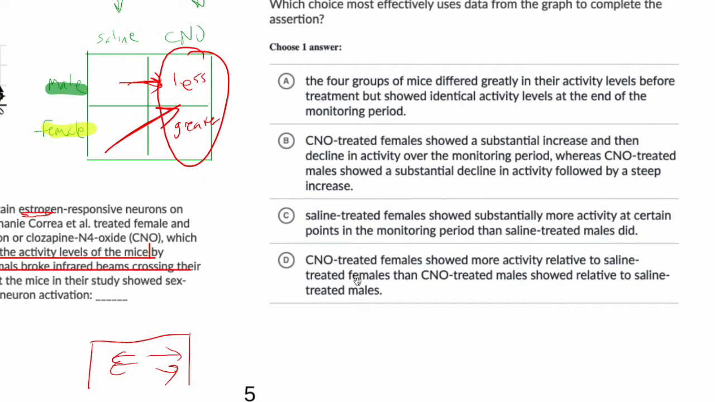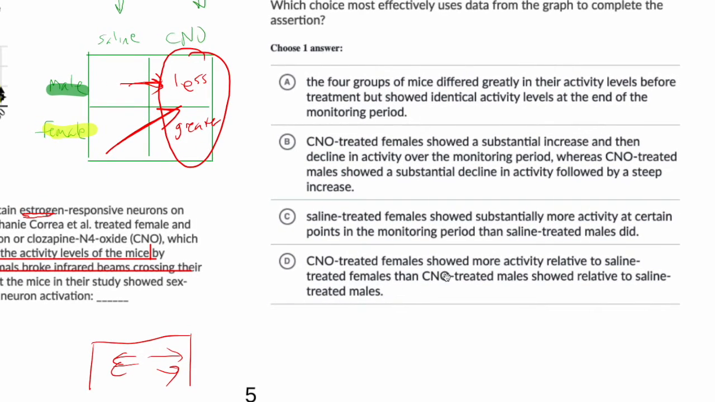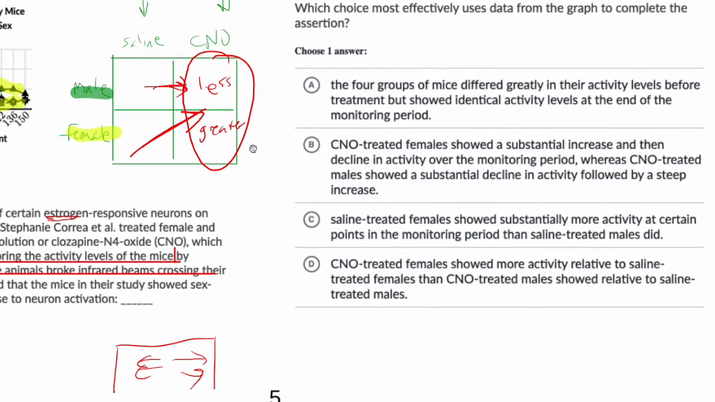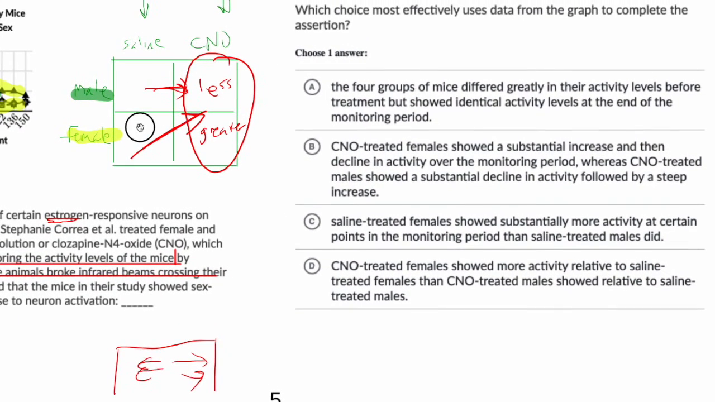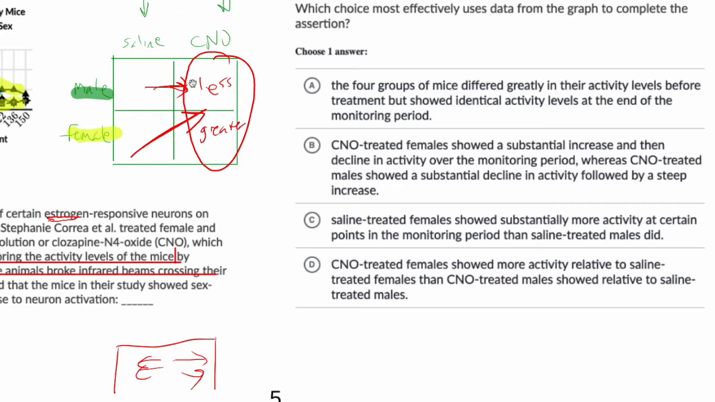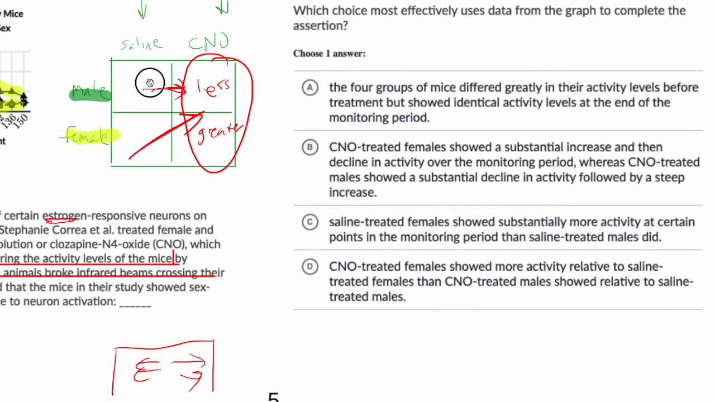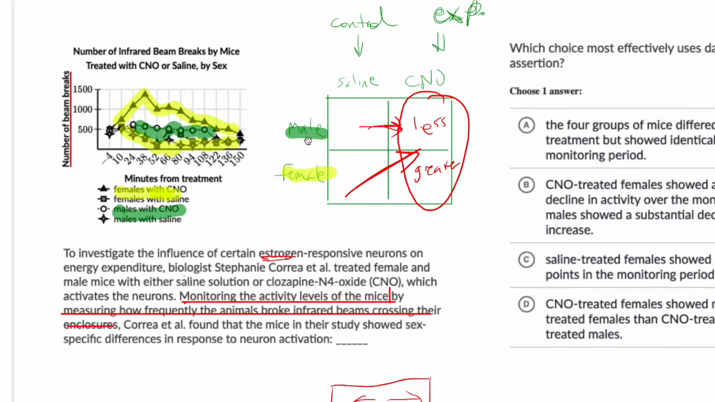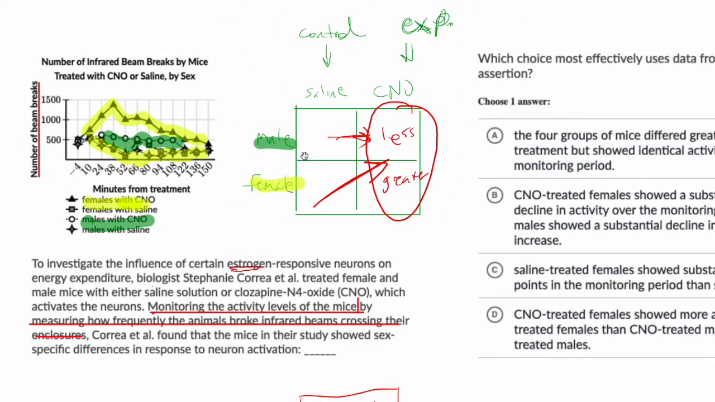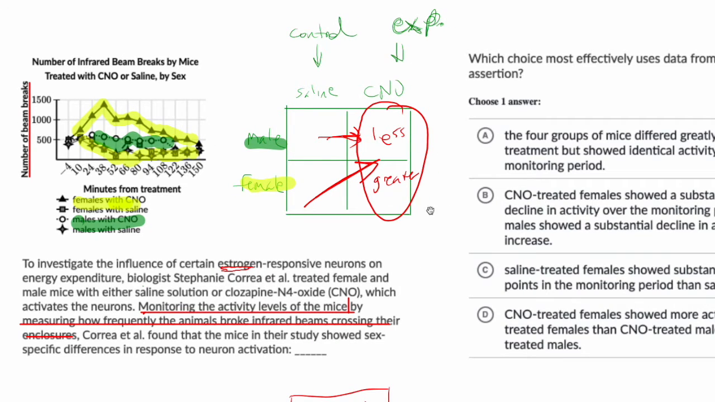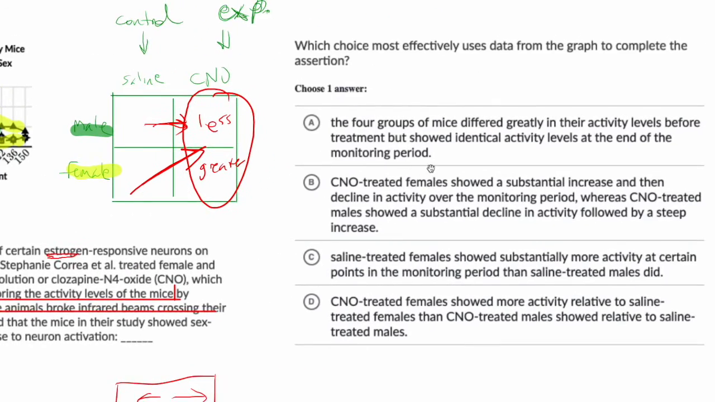Looking at the answer choice D, CNO-treated females showed more activity relative to saline-treated females than CNO-treated males showed relative to saline-treated males. But here, I think it's important to be able to identify what the control group is versus the experimental group, and to pick up on the fact that saline does indicate that we have a control group. Again, I'm not sure what they're expecting people to be able to figure out.